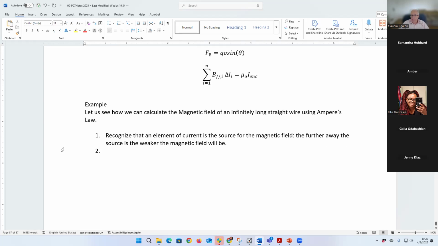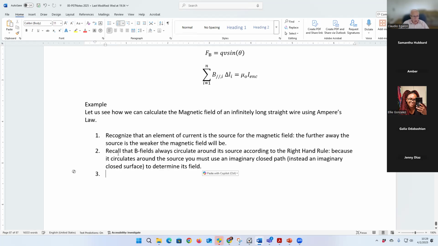Recall that the B field always circulates around the sources, according to the right-hand rule. Because it circulates around the source, you must use an imaginary closed path instead of an imaginary closed surface, like we did for the electric field.